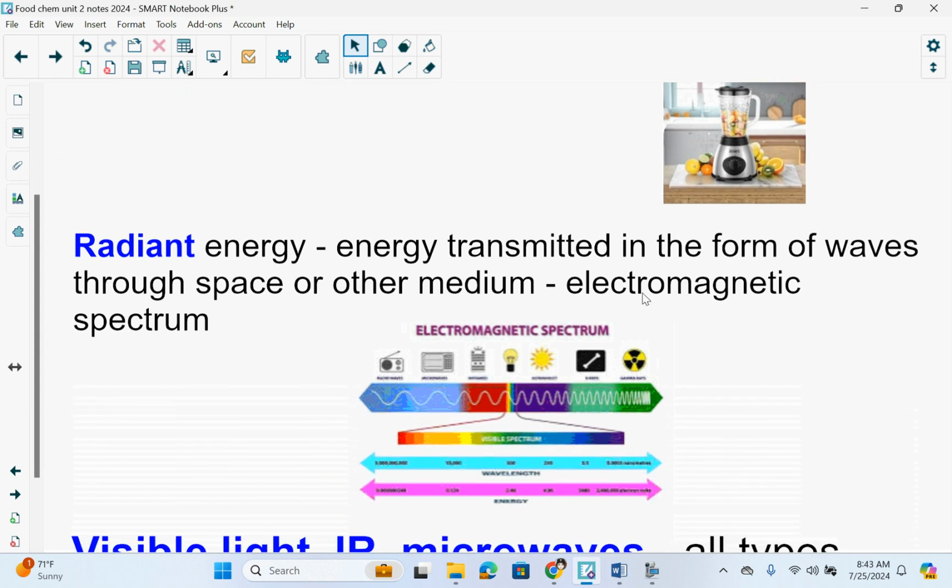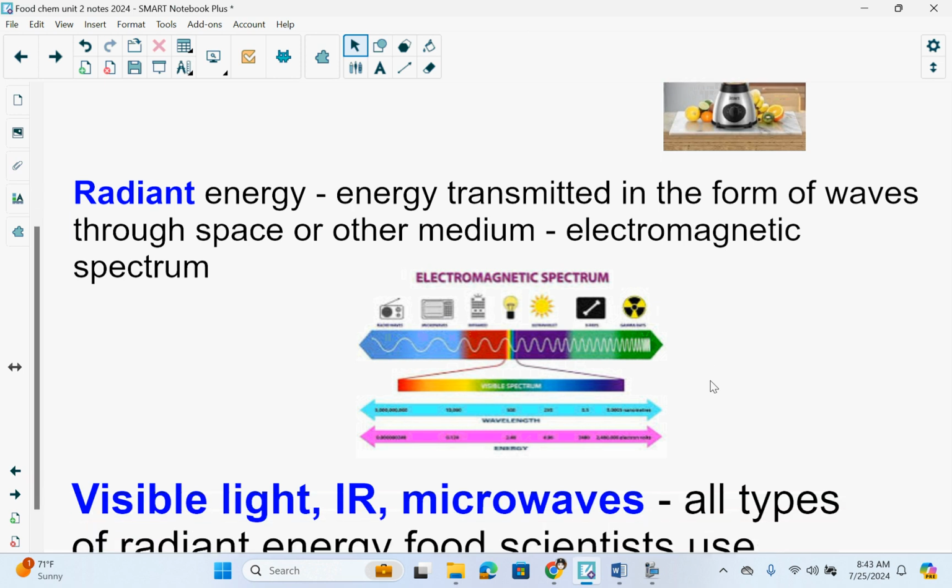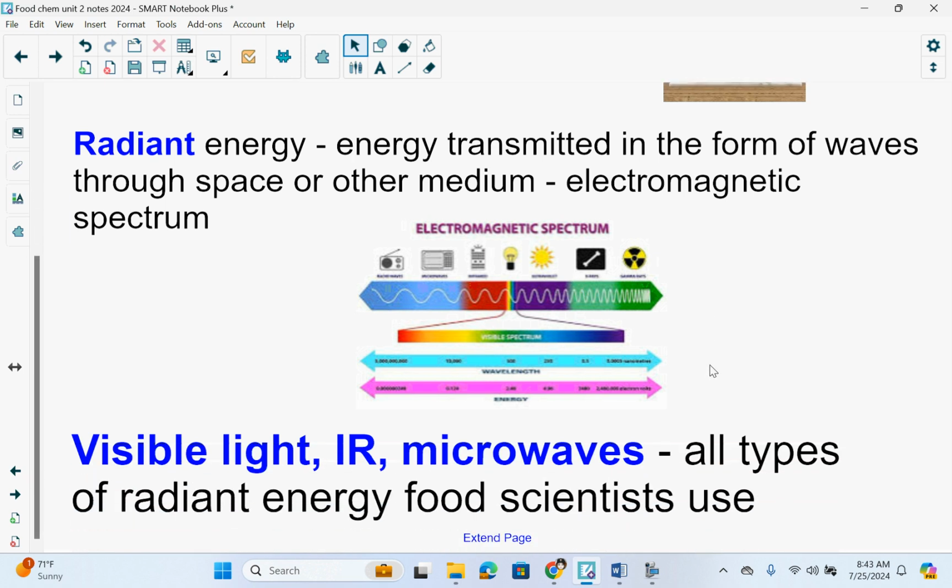Radiant energy is energy transmitted in the form of waves through space or another medium. And this might look familiar to you. This is the electromagnetic spectrum. It shows you all the different types of radiant energy. We'll focus on 3 of these: visible light, IR is infrared, like buffet lights, and microwaves. These are all types of radiant energy that food scientists use.